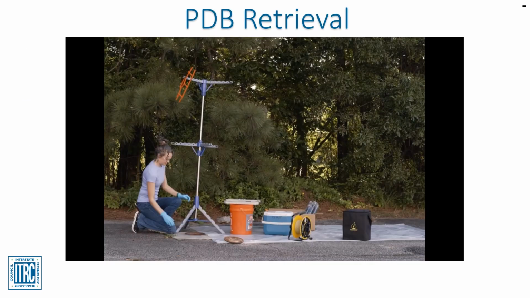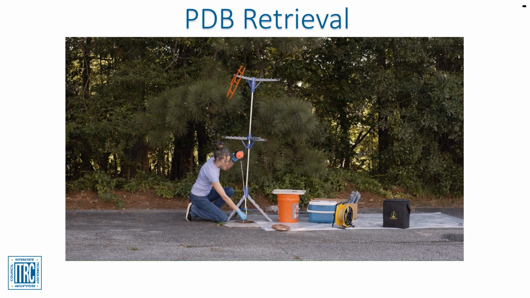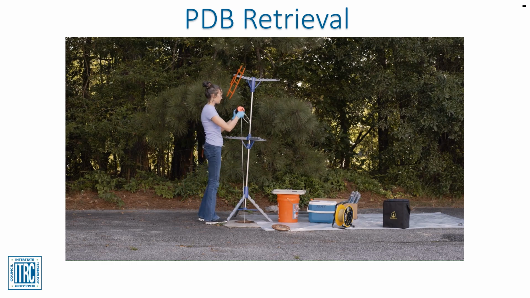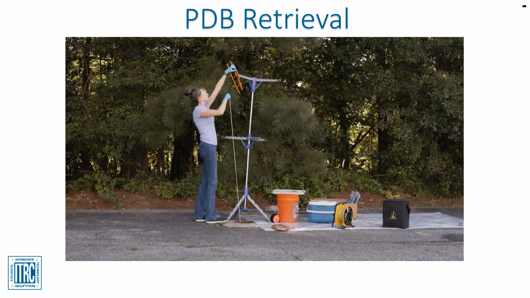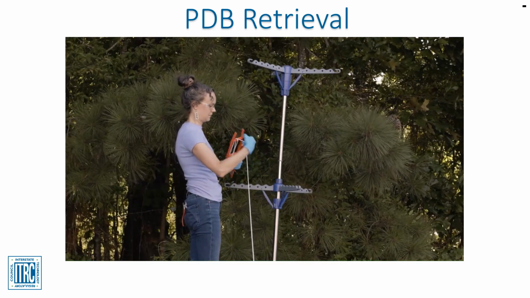When retrieving PDBs, it is helpful to have the area prepared with a plastic ground sheet, a bucket, VOC sample bottles, and a cooler with ice. An optional tripod can be used to hold PDBs, but is not required. Begin by removing the well cap and attaching the top end of the tether to the spool or frame. Spool the tether and PDB out of the well.